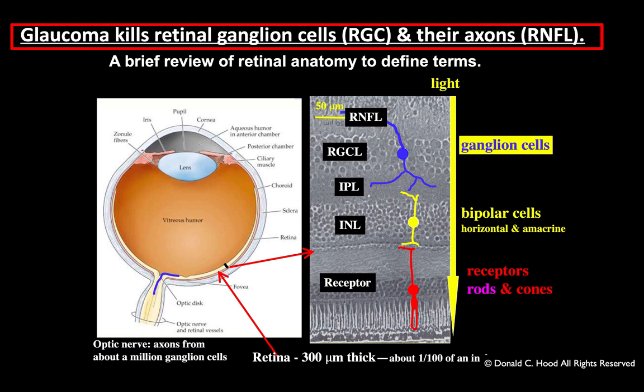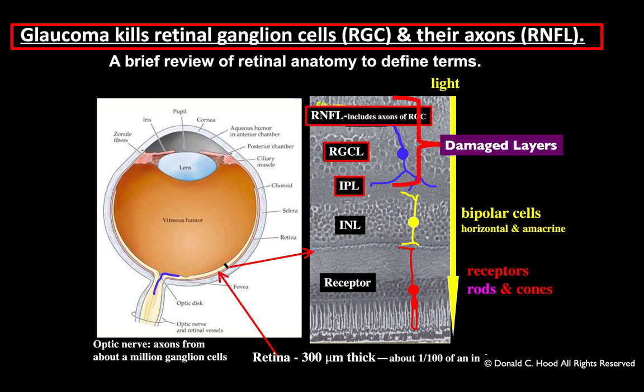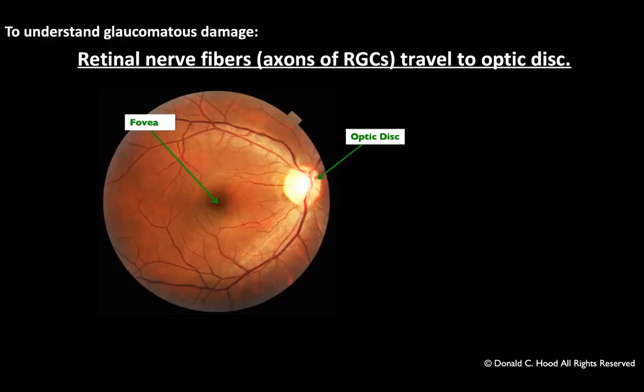All right, so again, glaucoma kills retinal ganglion cells and their axons. So this layer is affected, as is this, as is this. So these are the layers that are damaged by glaucoma.